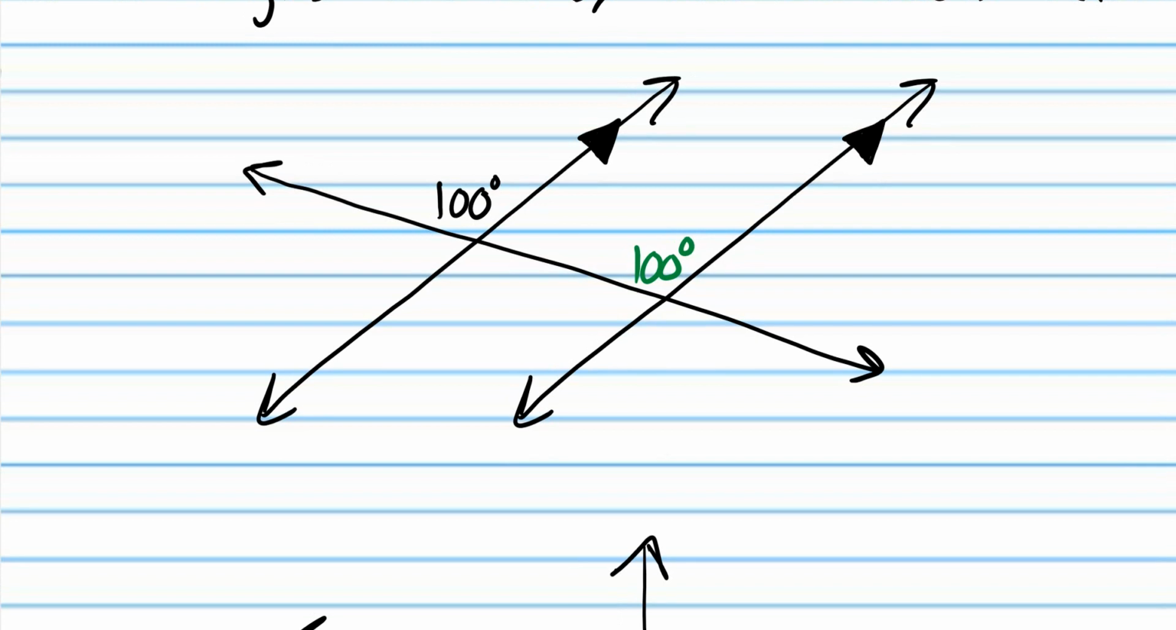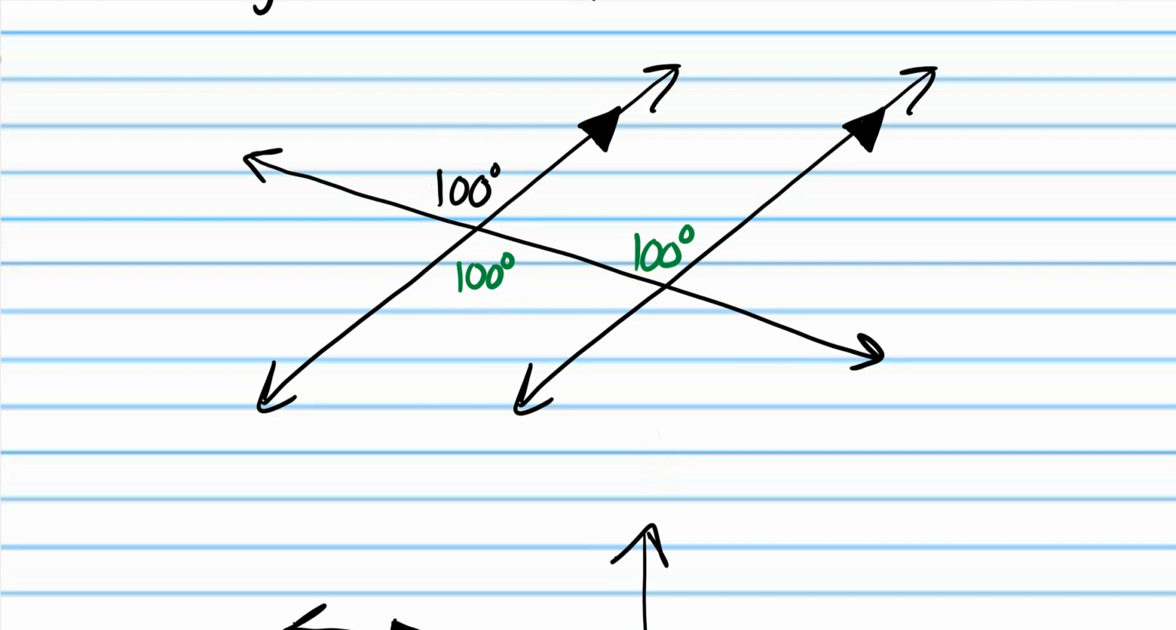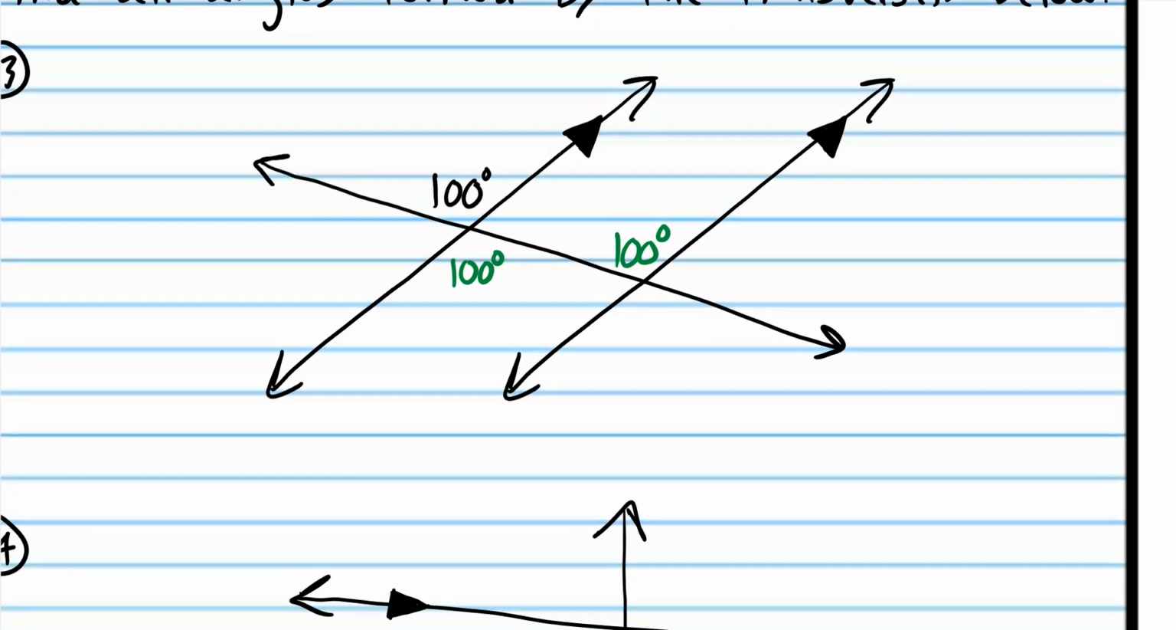And now we know that this angle is 100 degrees because of vertical angles. We know that vertical angles must be congruent. We also know that this angle must be 100 degrees. So that was just information we learned in previous classes, that vertical angles must be congruent.